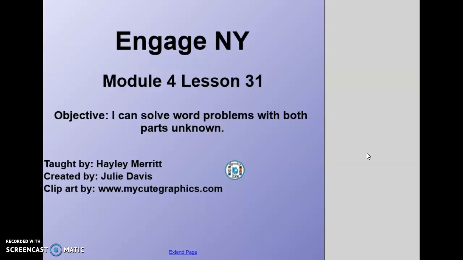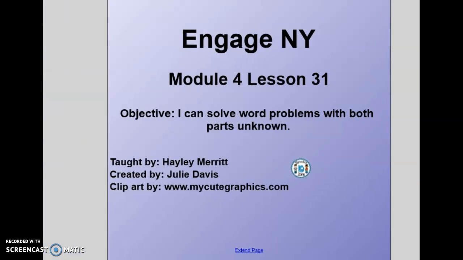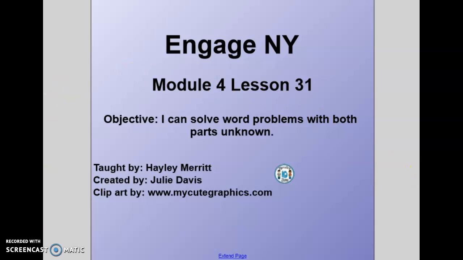Today we're going to do Module 4, Lesson 31. And our objective is I can solve word problems with both parts unknown. Okay? So we're not going to know either part today. We're going to have to read the question and figure out. Maybe they'll give it to us and maybe they'll ask us to create our parts and make it our own problem. If you could, please pause me and go grab something to write with and write on. Go ahead and then we'll get started.